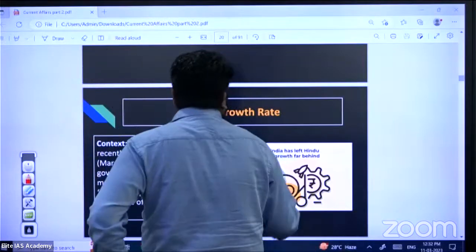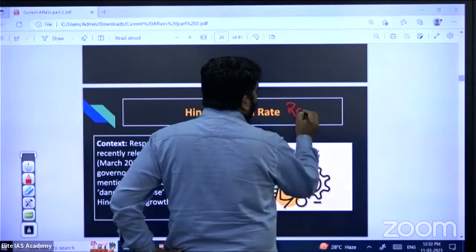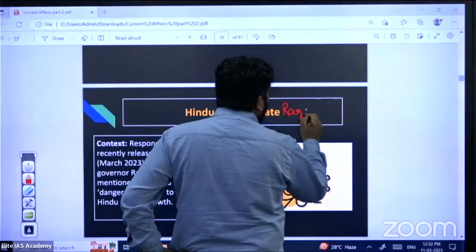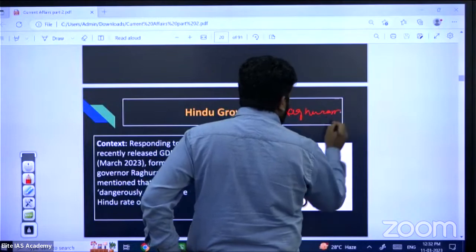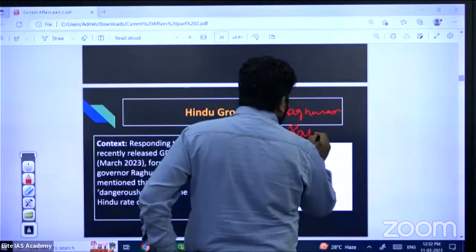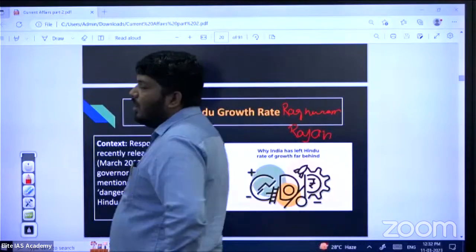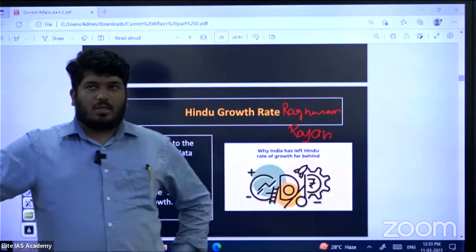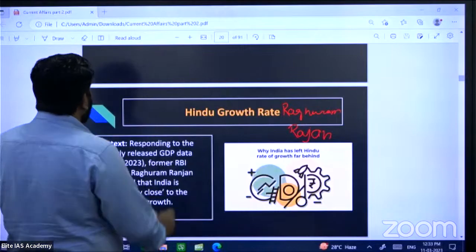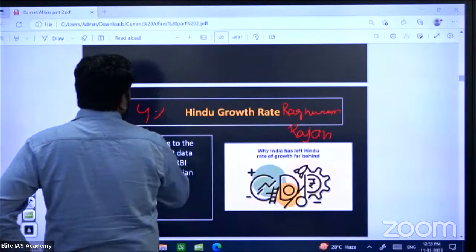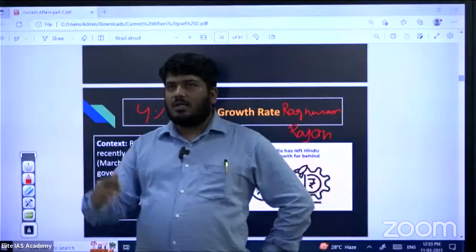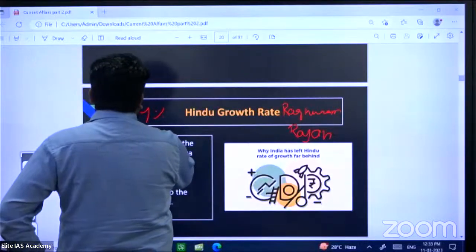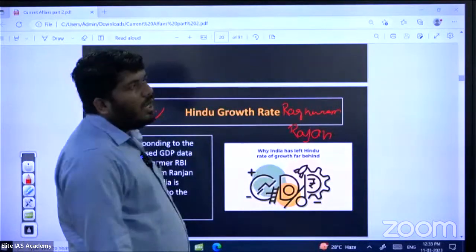First of all, one of the former RBI governors, Raghuram Rajan, has stated that India is close to Hindu growth rate. What does it mean? For this we have to go into history somewhat. When India launched its first 5-year plan, that is 51 to 56, at that time our growth rate was below 4%. Between 1951 till the 60s, it was below 4%. So growth rate which is close to 4% or below 4% is called Hindu growth rate.